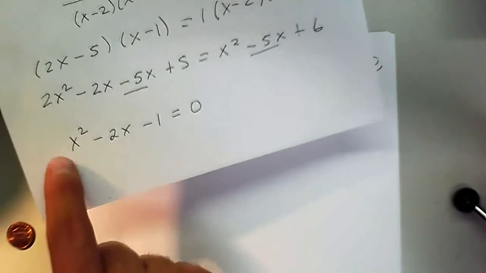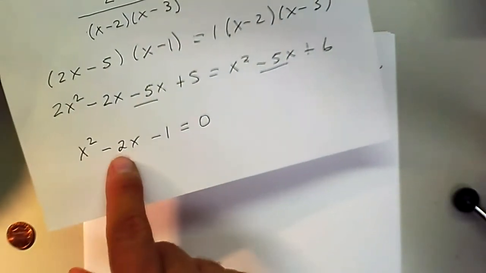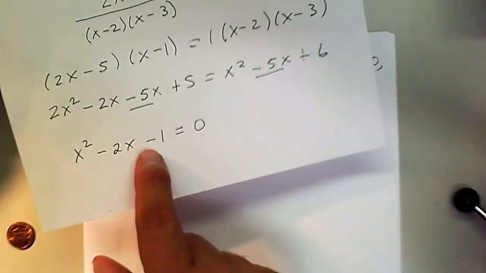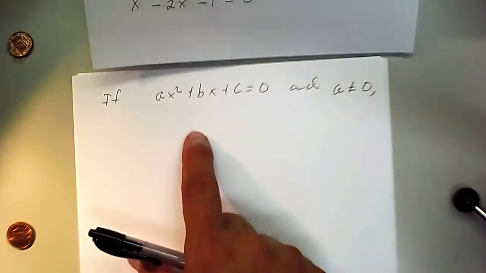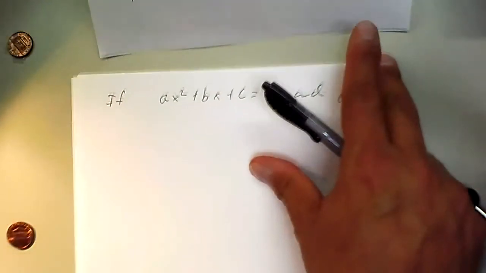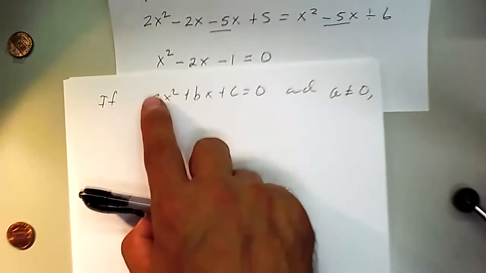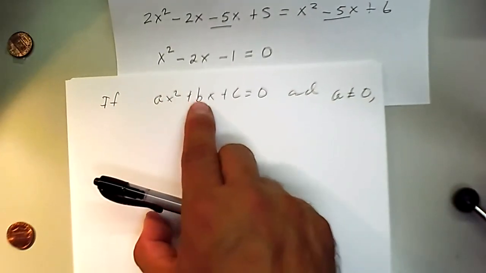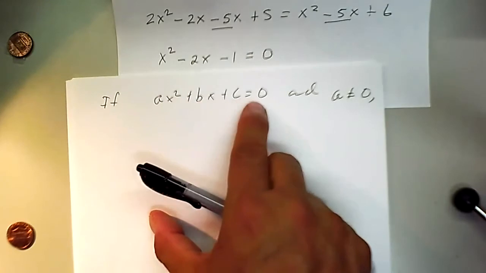A is equal to 1. The coefficient of x squared is 1. And then we have negative 2 and negative 1. So that compares to this pretty well. We got 1x squared minus 2x minus 1 equal to 0.